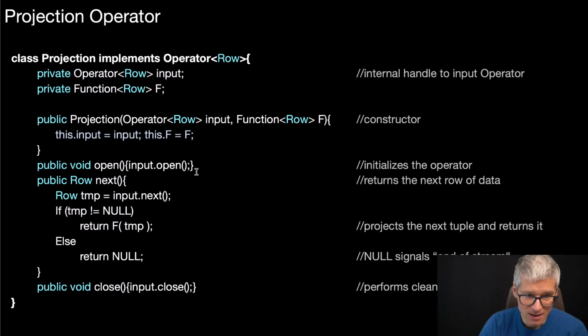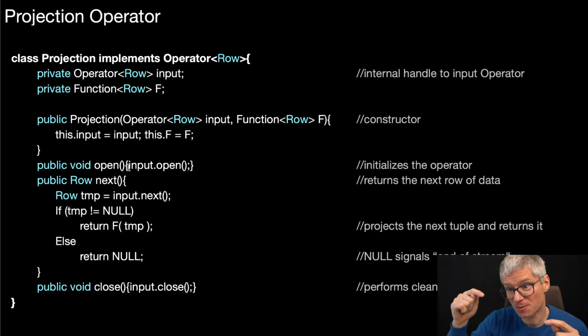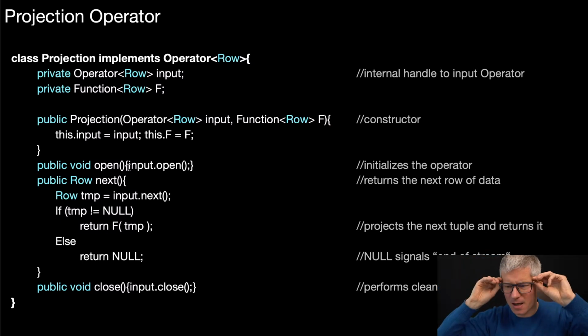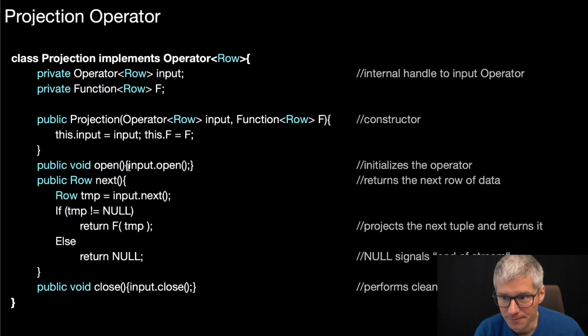That's done here. Then I have an open method. What do I do to initialize the projection operator? I don't have to do anything, but I should pass on the call, because the open calls must traverse and must reach all of the operators in such a tree. So I pass the open call on to my input. That happens here: I call input.open. The same happens for close, of course, recursively. And then what happens here in between?